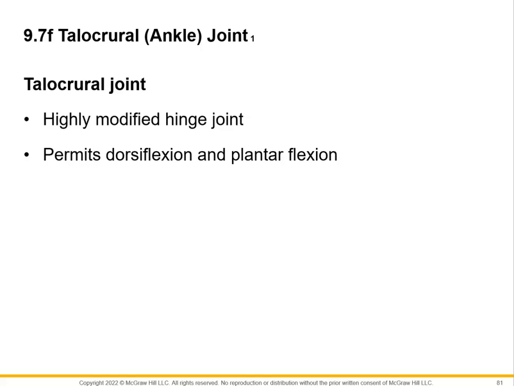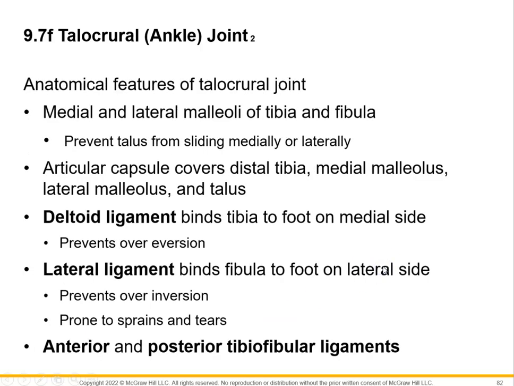Finally, we have the talocrural, or the ankle joint. This is a highly modified hinge joint that permits dorsiflexion and plantar flexion. Anatomical features of the ankle joint. So you have a medial malleolus of the tibia and a lateral malleolus of the fibula. Both of these prevent the talus from sliding medially or laterally. You have an articular capsule that covers the distal tibia, the medial malleolus, the lateral malleolus, and the talus.